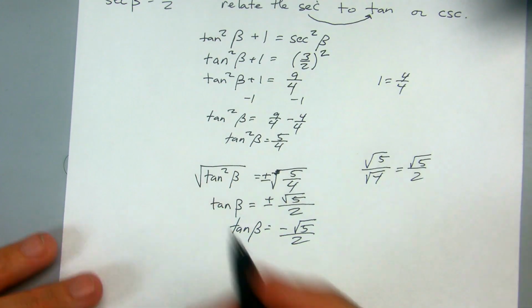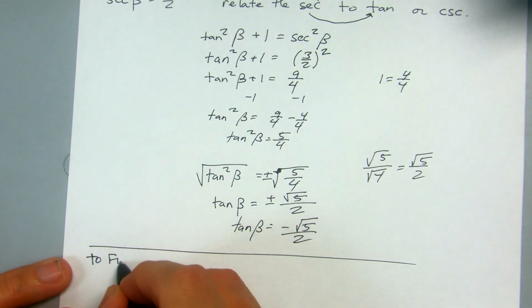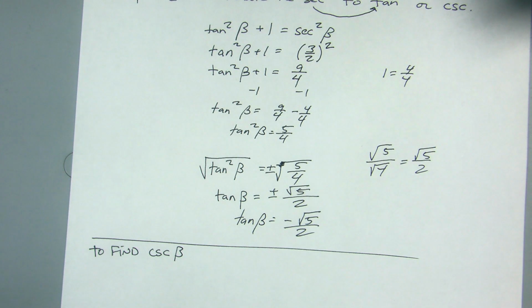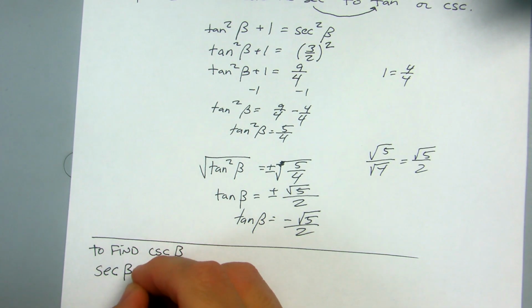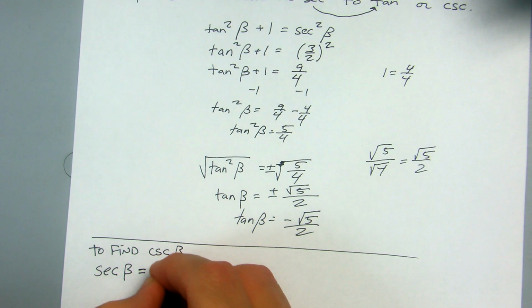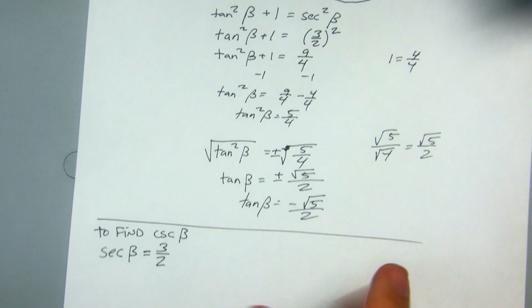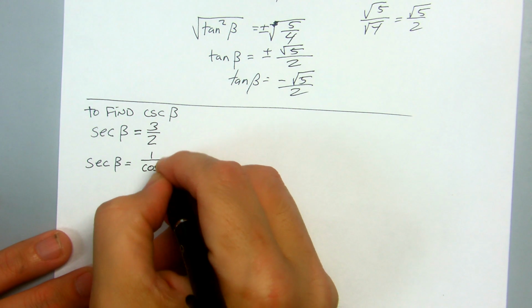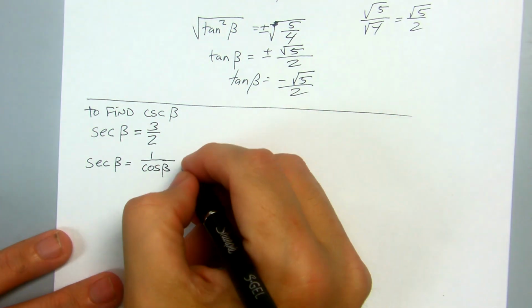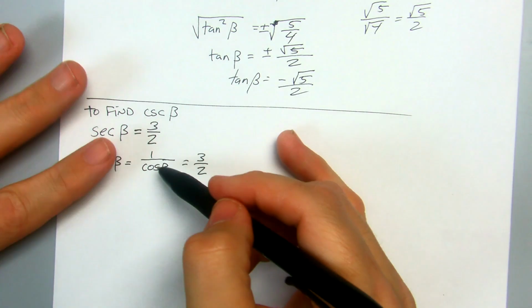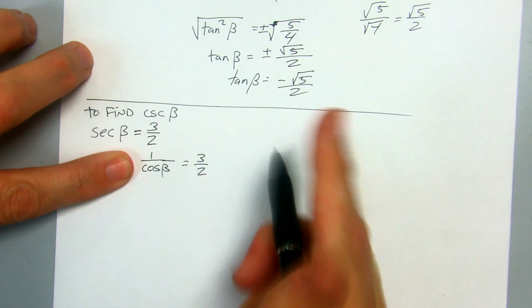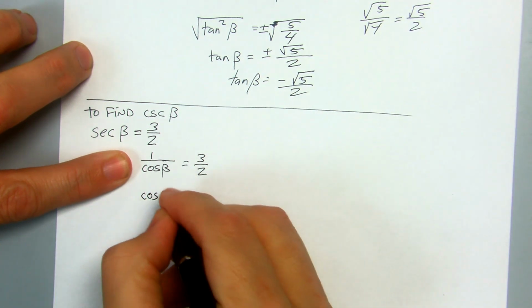So now, from here, I've got to find the cosecant of beta. In order to do that, I need to basically focus on the secant of beta. That's equal to 3 over 2. Now, the secant of beta is equal to 1 over the cosine of beta, so that's equal to 3 over 2. Well, now I don't need that secant anymore, so I can just ignore it. But the reciprocal of the cosine is 3 over 2, so if I take the reciprocal of both sides, the cosine of beta is going to be equal to 2/3.